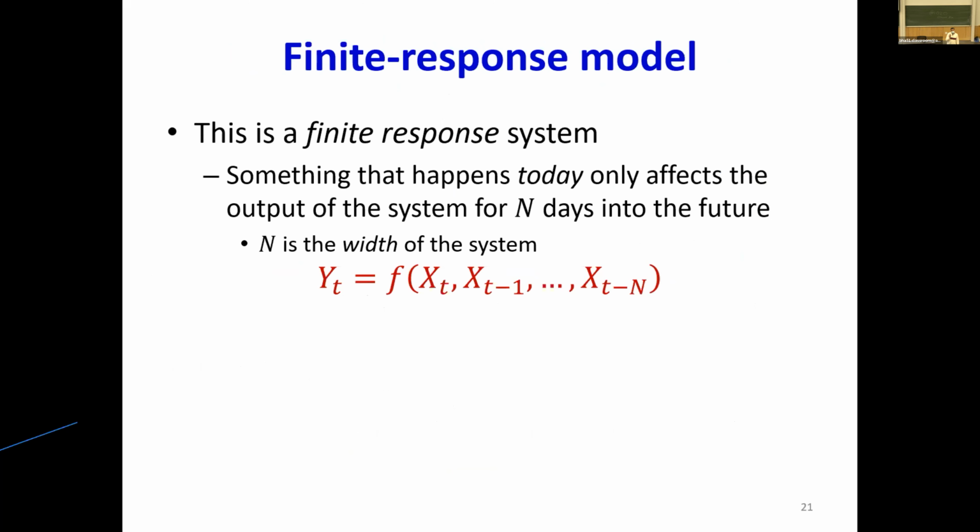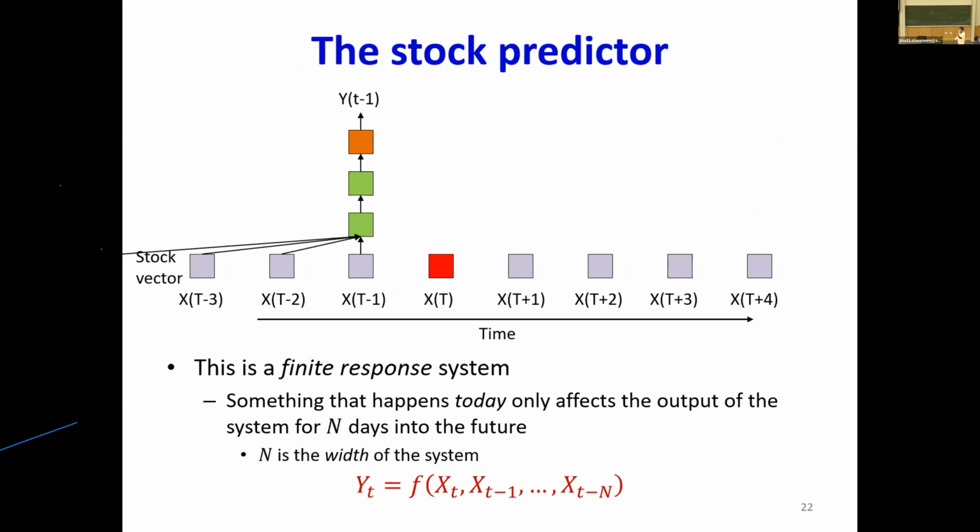So this is a finite response system. What do I mean by that? Something that happens today only affects the outputs for a finite window of time into the future. So for example, if the output depends on the input at time t and all the past inputs until time t minus n, then something that occurs on any given day is only going to influence the output for n days into the future. So to see this pictorially, consider the input that is shown in red.